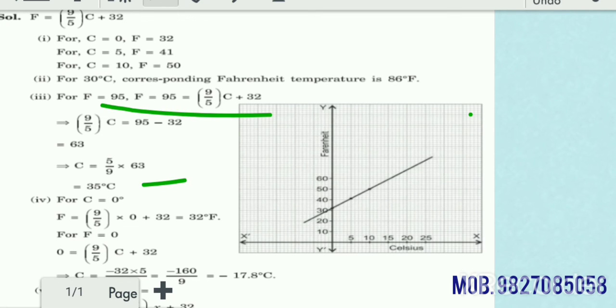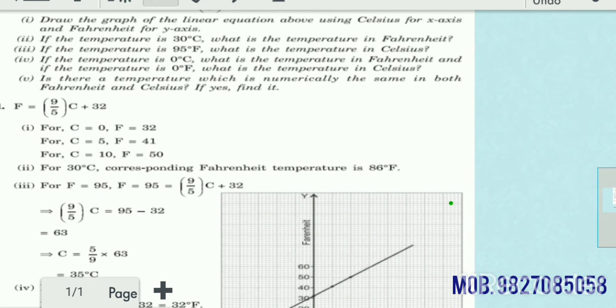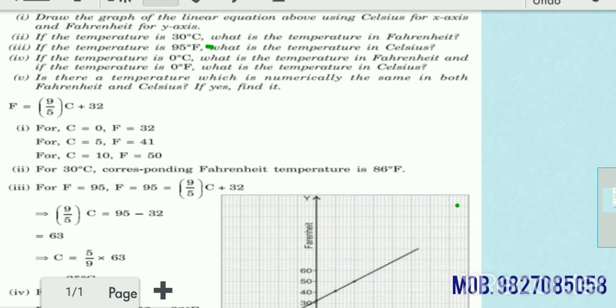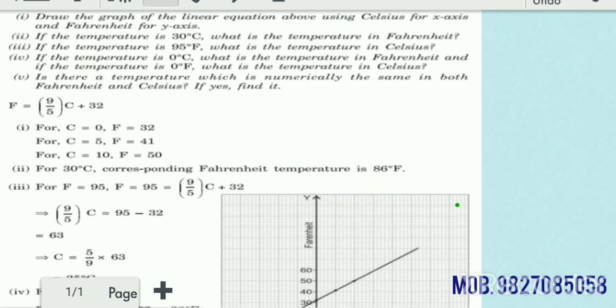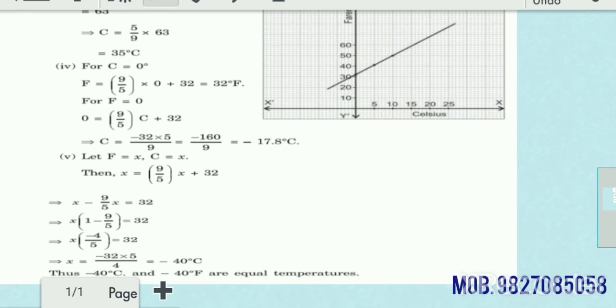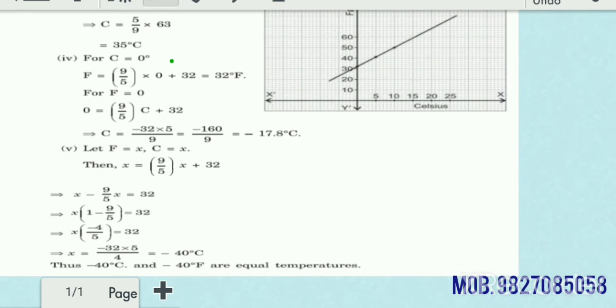Okay. Now question number 4 is, if the temperature is 0 degrees Celsius, we have to find F at 0 degrees Celsius. If C is equal to 0, then put 0, and F is put 0, putting 0 for both, we have to find the value. So we get easily, put the value and find the value when C is equal to 0 and F is equal to 0.